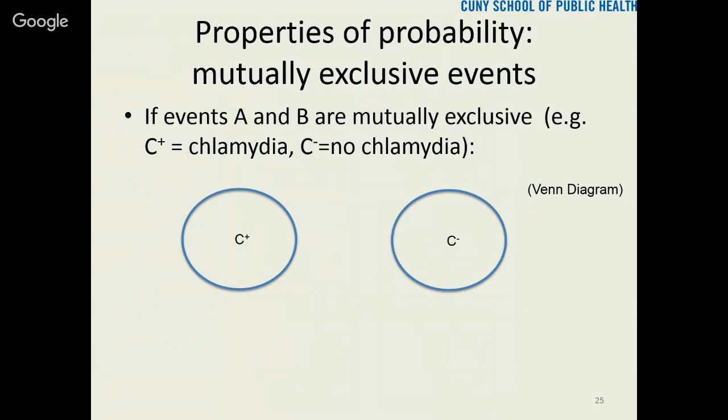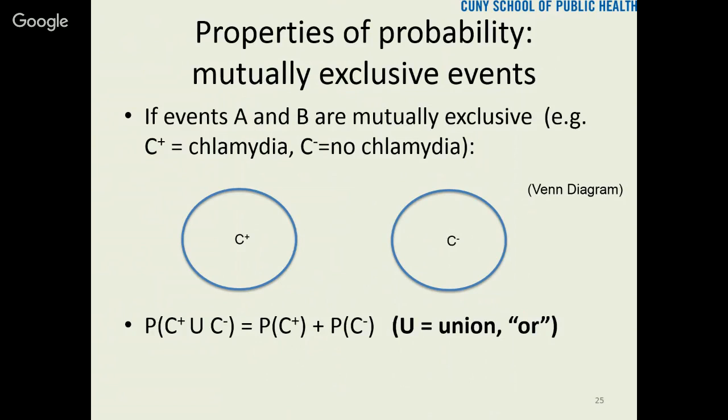All right, so if these two events are mutually exclusive, such as having chlamydia or not having chlamydia, then there's no overlap in the Venn diagrams. And we can write that out by saying that the union of the two is just the sum of those two probabilities, because there's no overlap. If there was overlap, would the probability of the first event union with the second be more or less than in this case?